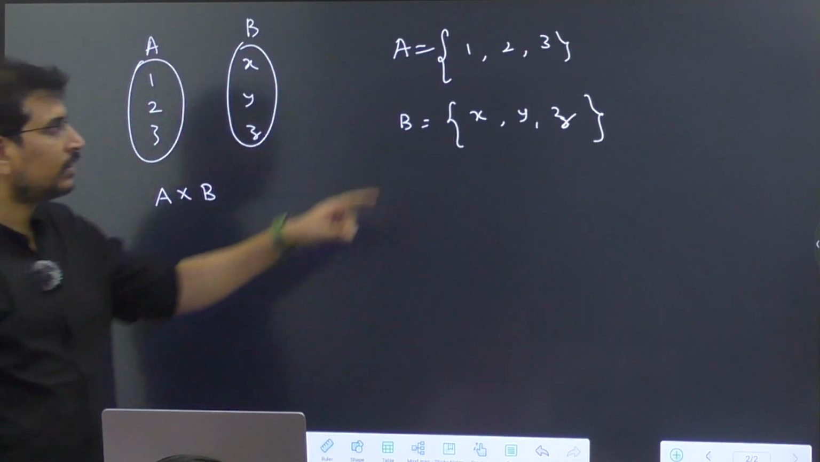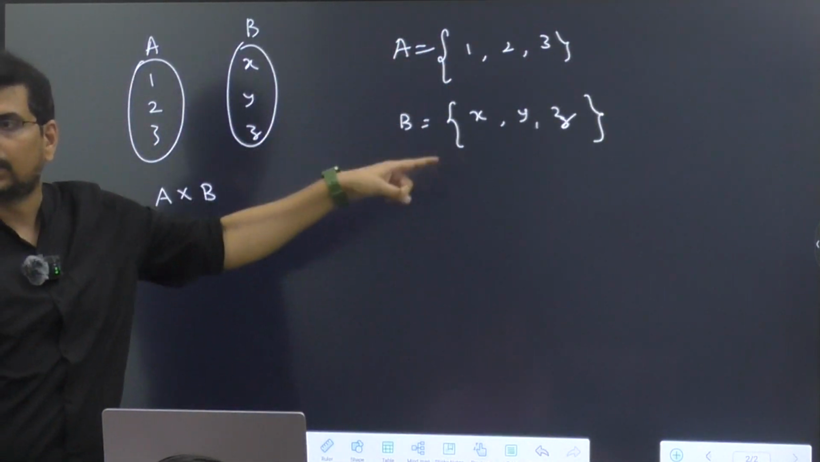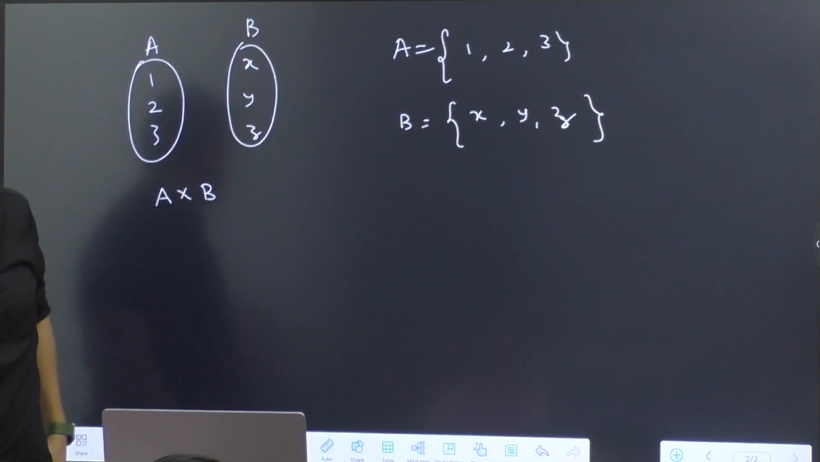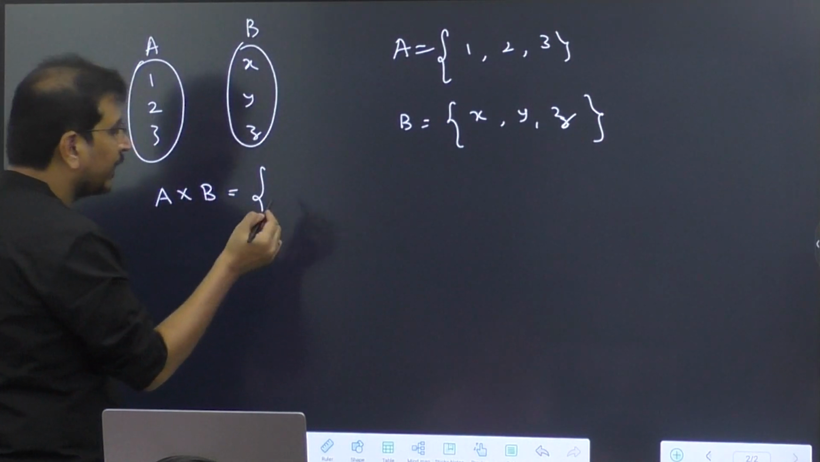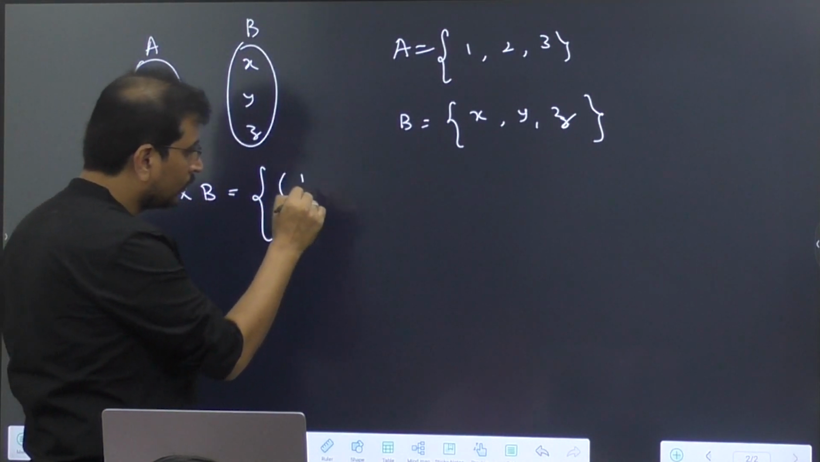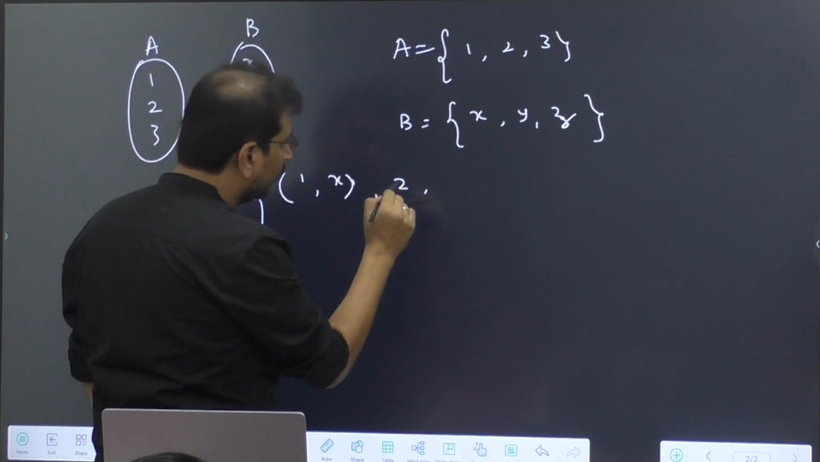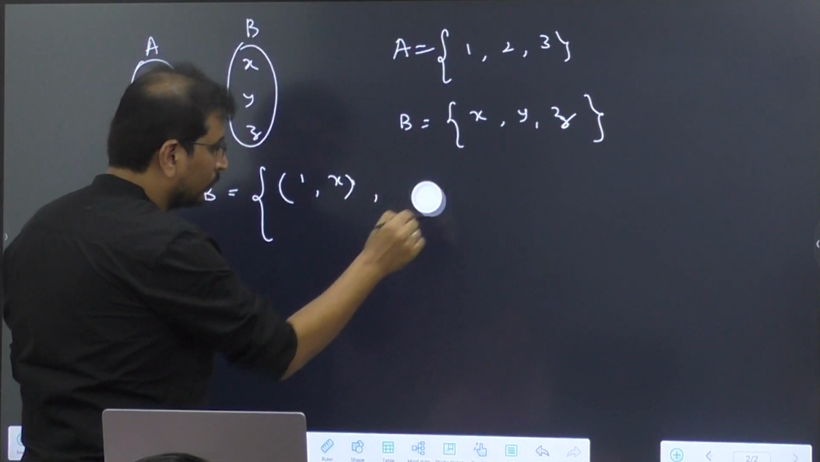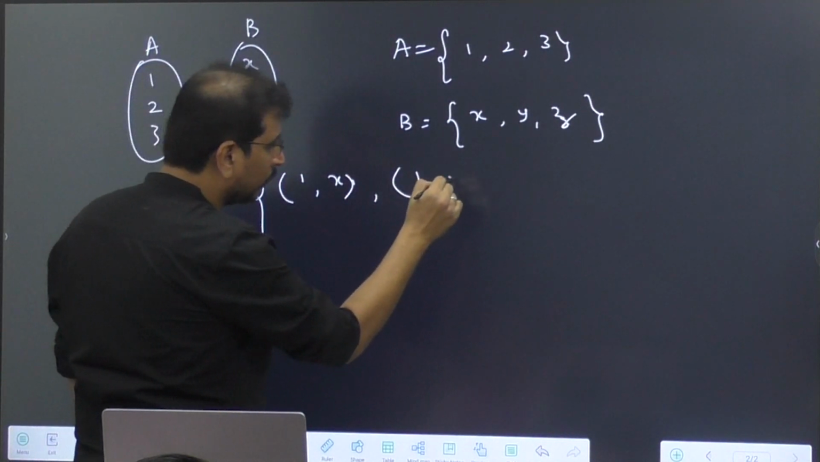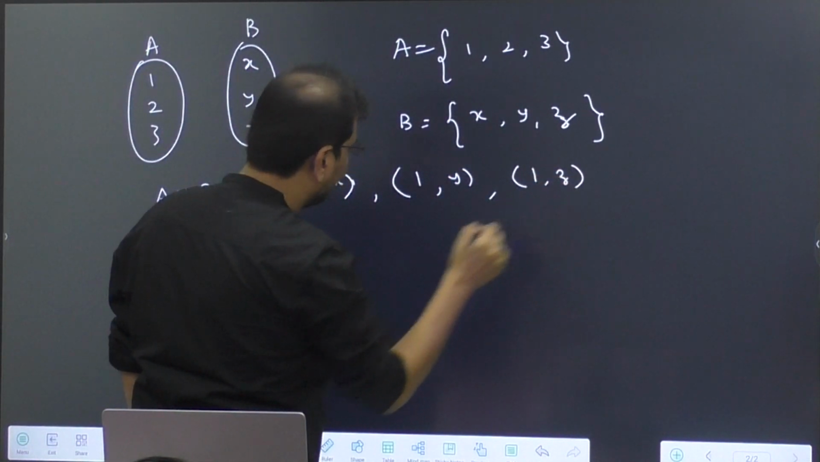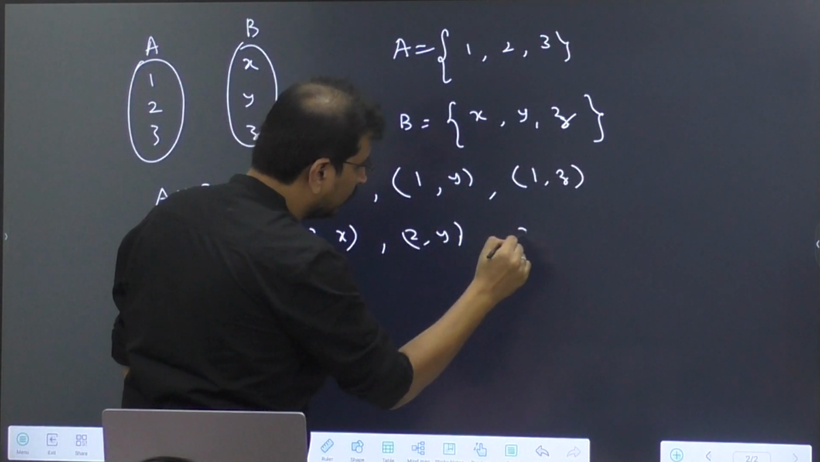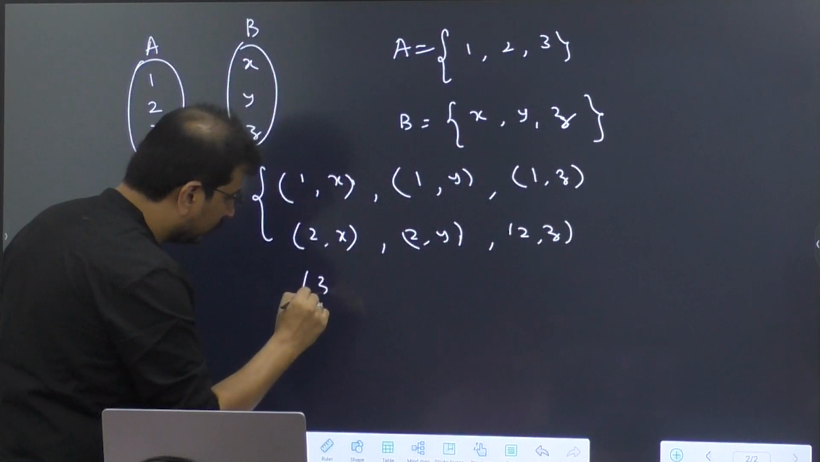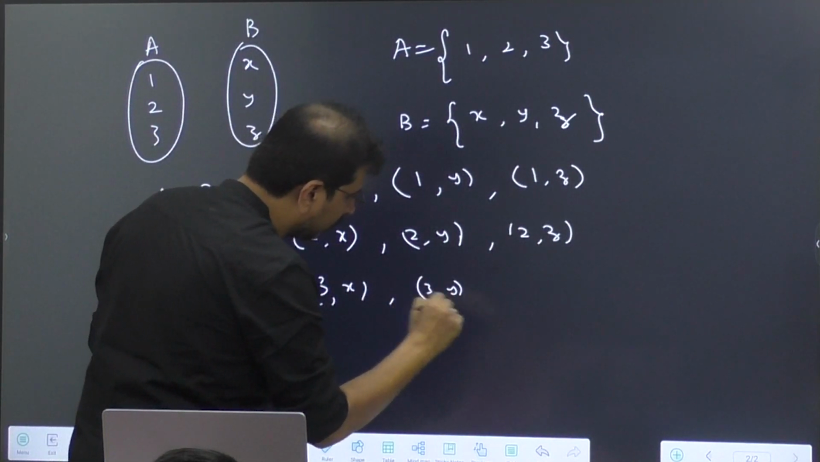Cartesian product means you are not multiplying the numbers. You don't write it as 1x, 2x, 3x. You write 1, x; 1, y; 1, z. So if I do A cross B, what am I going to get? Going in order: 1x, 1y, 1z, 2x, 2y, 2z, right? 3x, 3y, 3z.